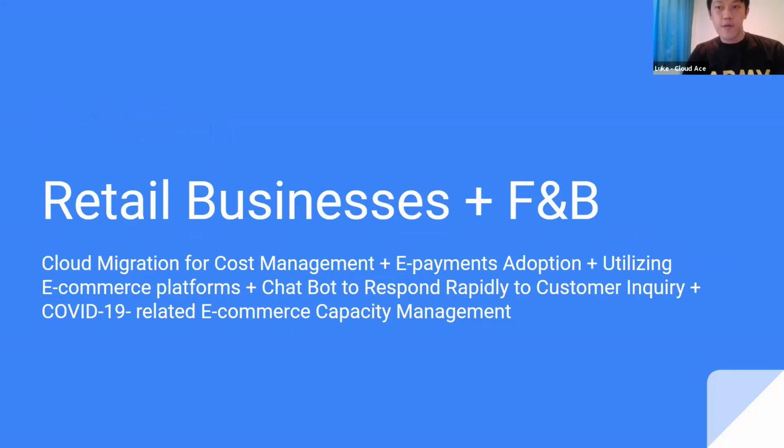So, for example, what we can do for retail businesses and F&B is, first, we recommend you do a cloud migration, thereby bringing down your operating costs and also prolonging your business survivability over the next few years. Then we talk about e-payments adoption, how you're going to utilize your e-commerce platform to launch your online store, and how you include certain tools to manage the viewers that will come to your store. So instead of having people coming down in person to visit your store, you're going to deal with internet traffic.